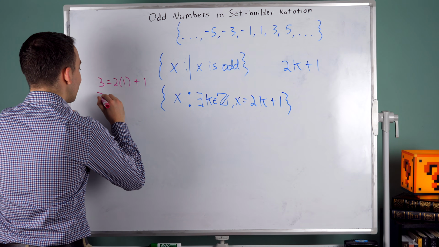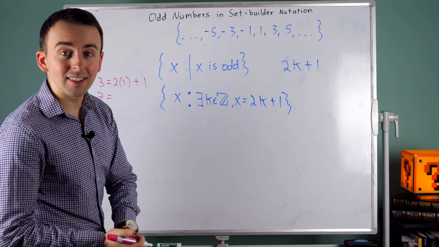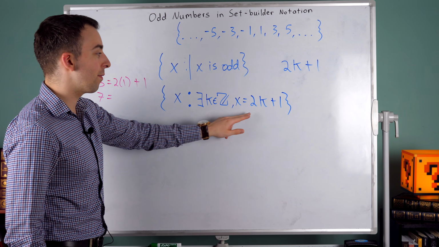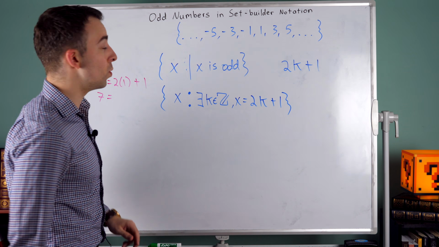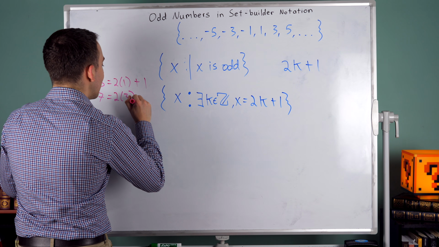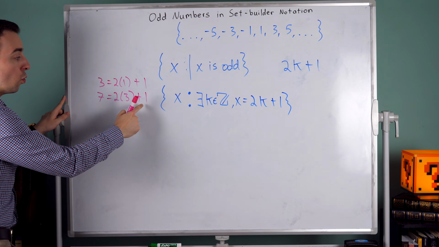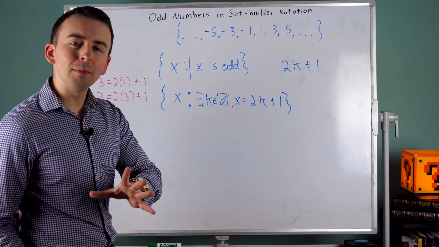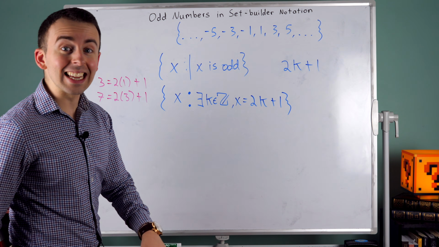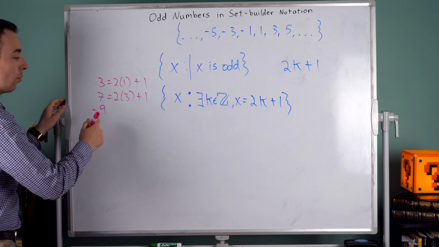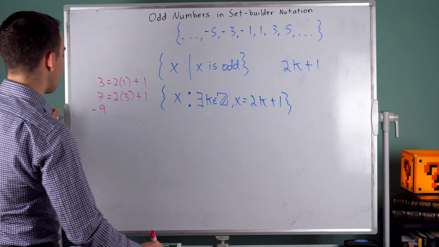Another odd number, 7. 7 should be in this set, which would mean there exists an integer so that 7 is 1 more than 2 times that integer. In this case, that integer is 3. 7 is equal to 1 more than 2 times 3. How about some negative odd numbers? Are we getting those as well? Well, how about negative 9? Negative 9 is a negative odd number.